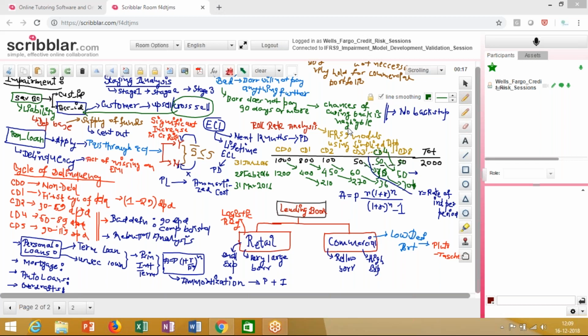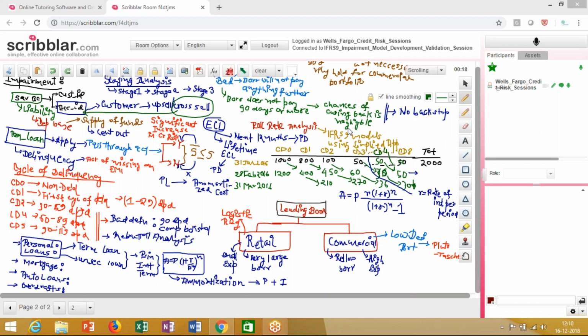The credit directive 4, the European standard you talk about, is different from this CD 0, CD1, CD2. That's CRD4, the Credit Requirements Directive 4, a regulatory standard issued by the regulatory authority, like IFRS 9. And this is cycle of delinquency. So there is a big difference between the two.